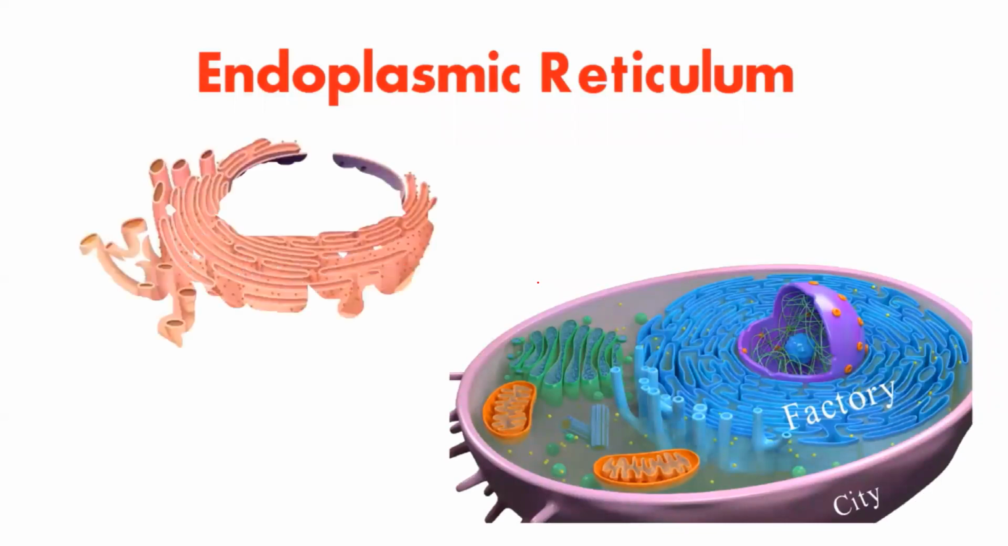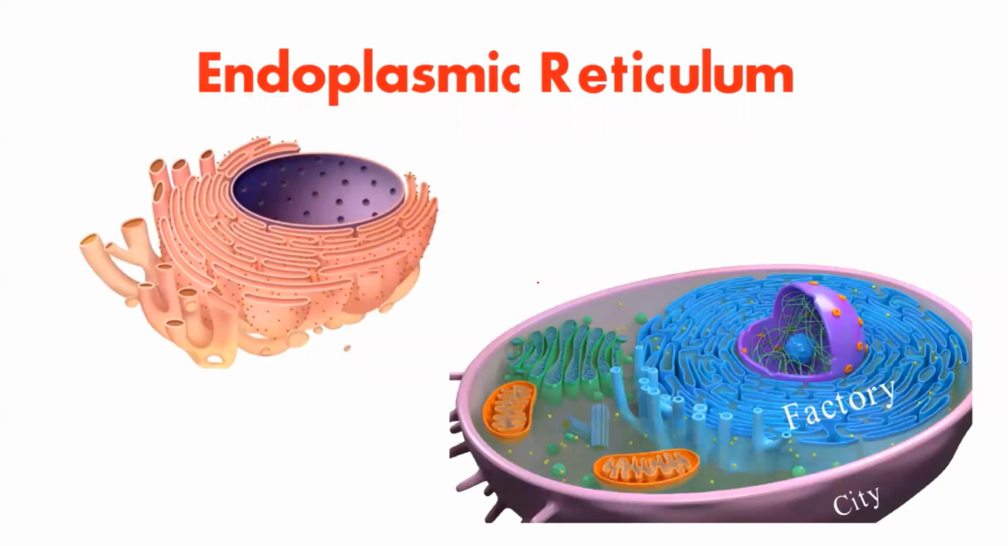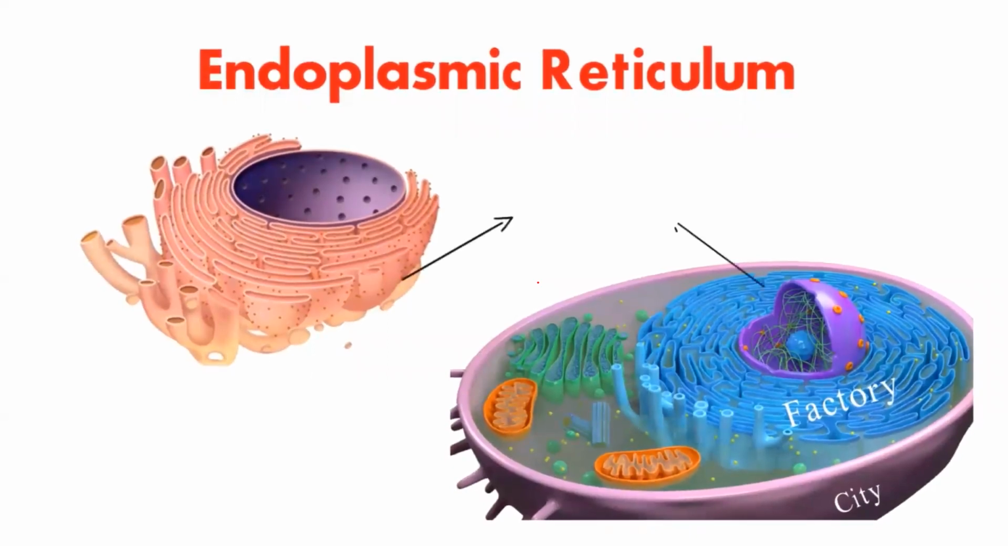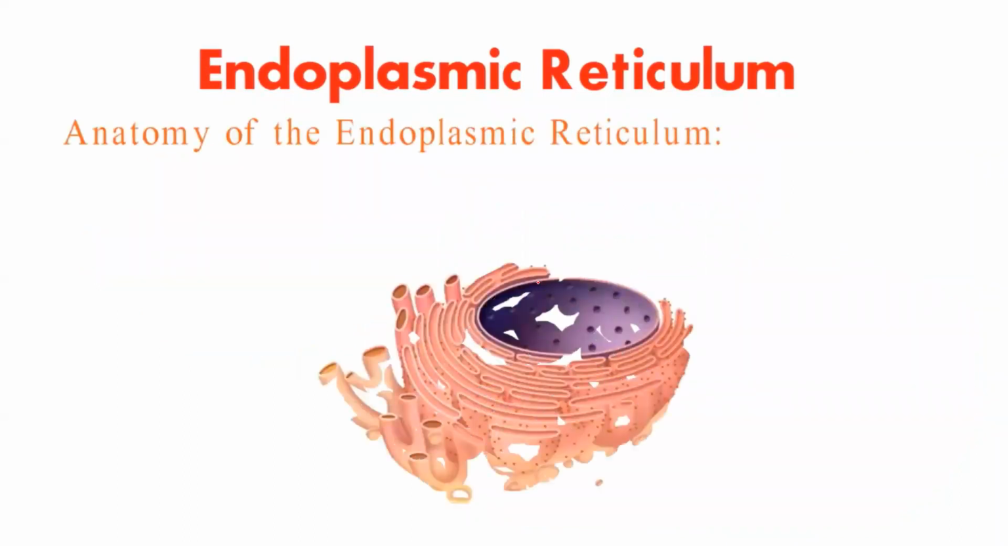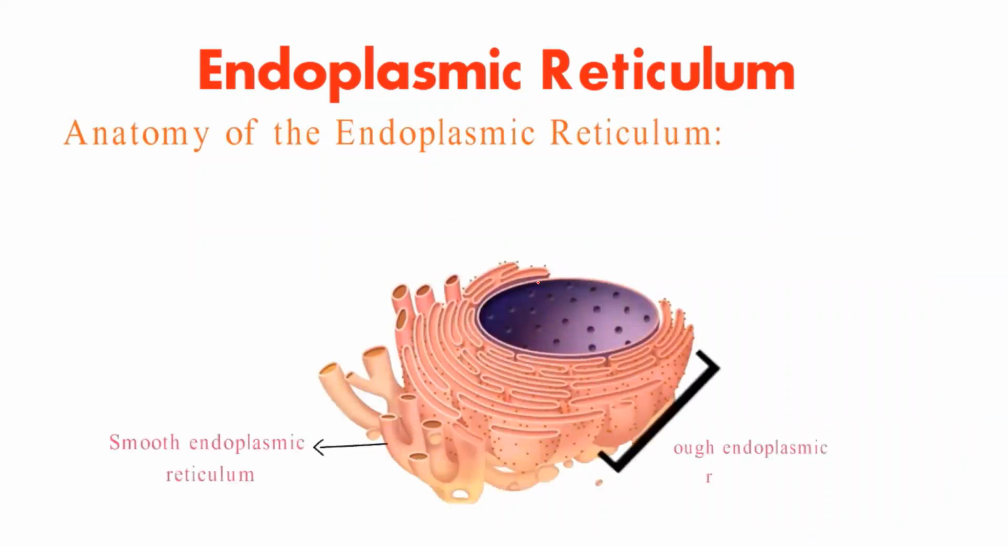Here's what the ER looks like. It's not just a static structure. It's a dynamic network of membranes intricately woven throughout the cell. Picture it as the cell's very own highway system, connecting various regions and enabling the efficient movement of material. Now, imagine this network split into two main types, the smooth ER and the rough ER.